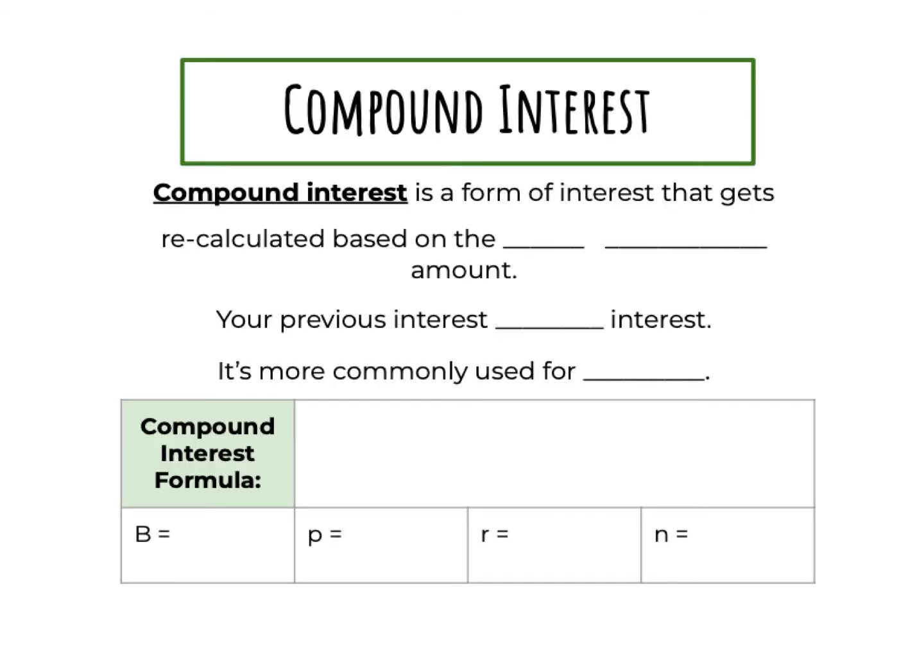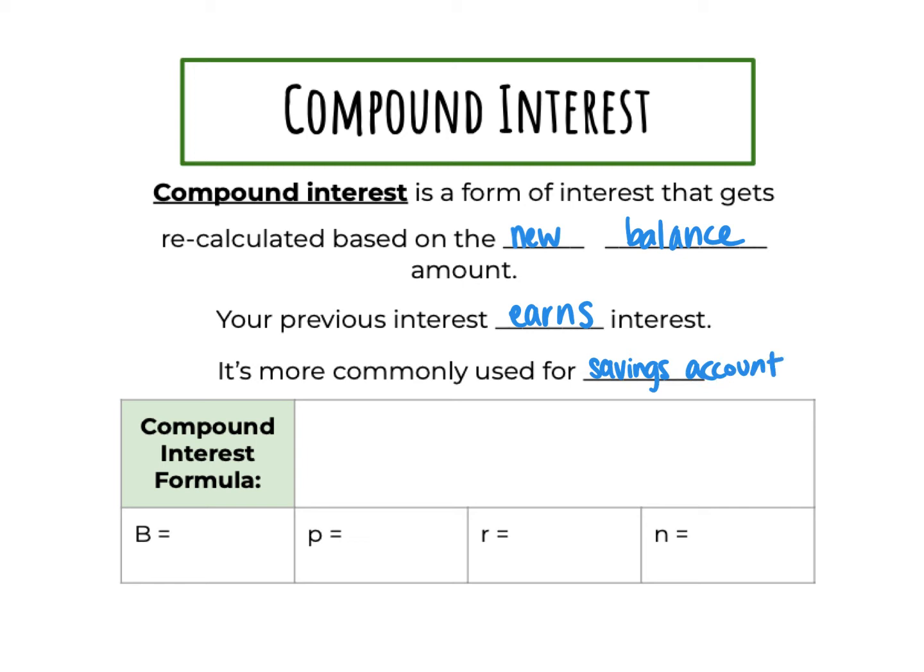So let's get down to the basics as far as calculating interest goes. Compound interest is a form of interest that gets recalculated based on the new balance amount. Not shoes, but like the newly calculated balance. Your previous interest then earns interest, and it's more commonly used for a savings account, not a loan.